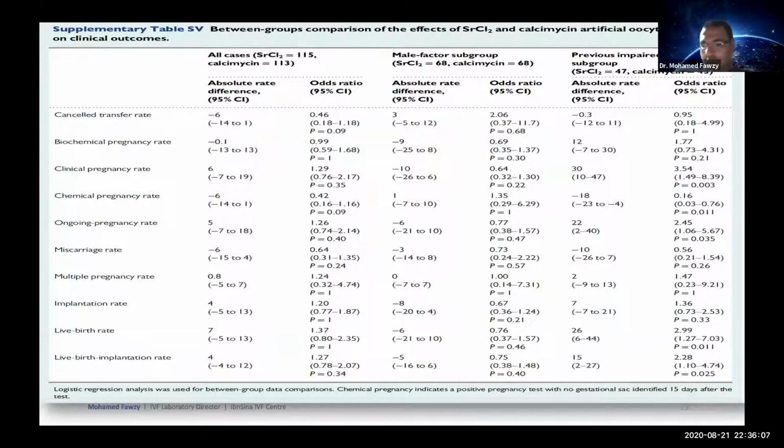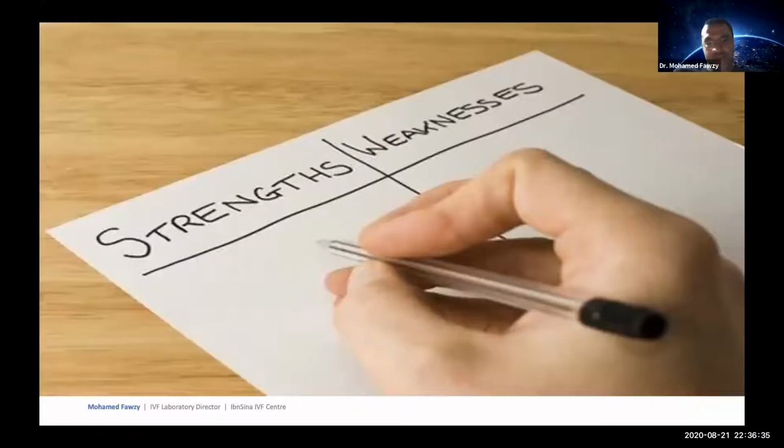Overall, comparing strontium chloride with calcimycin artificial oocyte activation resulted in comparable clinical outcomes. For the male factor subgroup, comparing strontium chloride with calcimycin resulted in similar outcomes. For previous impaired fertilization cycles, strontium chloride was superior to calcimycin activation, resulting in a higher rate of live births and live birth implantation.